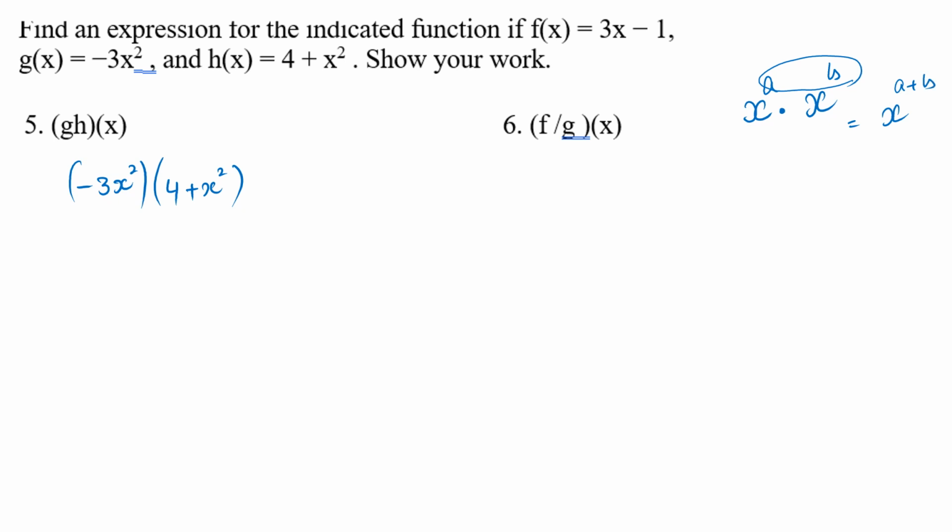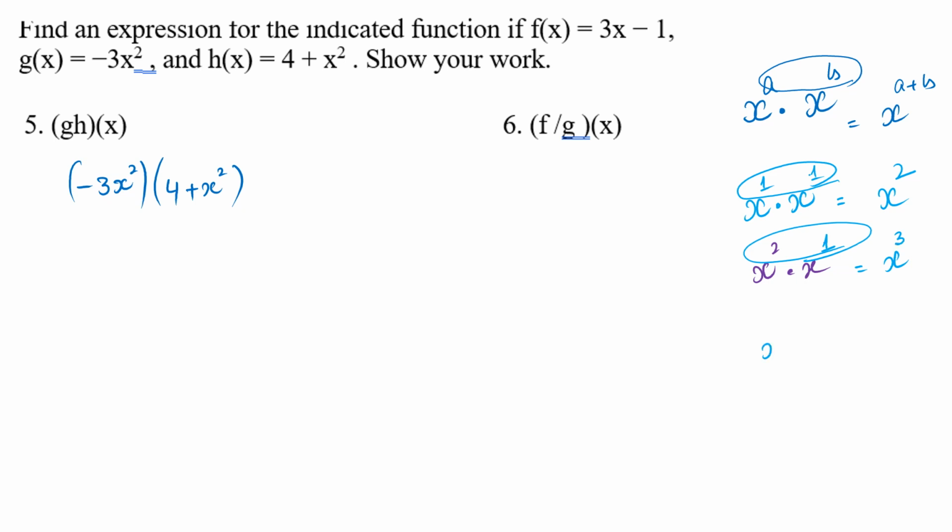What do I mean by that? For example, if I have x times x, here there is no power, it means it is 1. Here there is no power, it means it is 1. So we write the base as it is and we add the powers. So 1 plus 1 gives you 2. One more, if I have x to the power of 2 times x, again here there is no power, which means it is power 1. We write the base as it is and we add the powers. 2 plus 1 gives us 3.